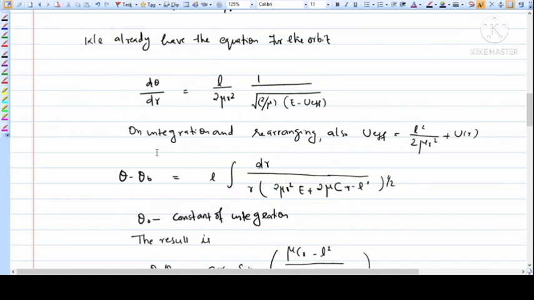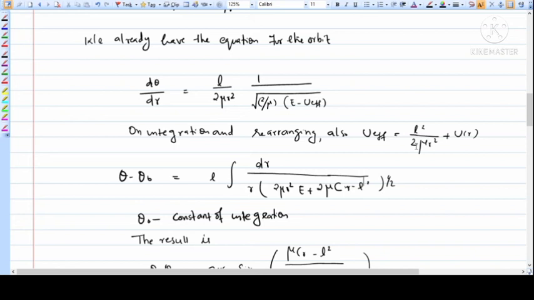So for idealized planetary motion, we have the gravitational potential U of r is equal to minus C by r, where C is equal to minus G M m. We already have the equation for the orbit. In the last session, we had d theta by dr is equal to L by m r square into 1 by root of 2 by mu into E minus u effective. Just refer to that equation, and on integration you find the values in terms of r.